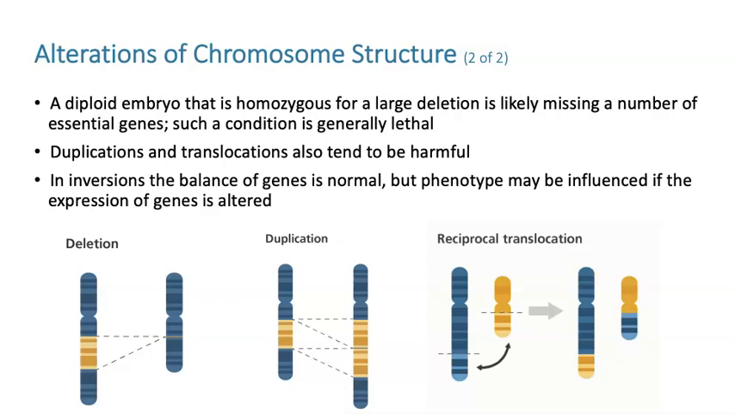And inversions, if you have the right genes there, then as long as they're there, does it really matter what chromosome they're on? Well, it might matter what chromosome they're on. It might influence it, but it doesn't necessarily have to influence it. And so of all the ones that we've talked about so far, inversions are the least deadly type of alteration in a chromosomal structure.